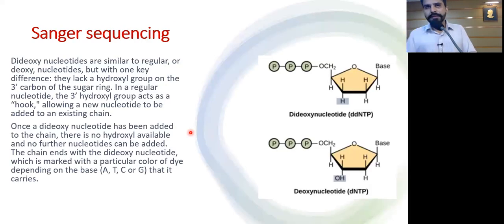If we talk about Sanger sequencing, you know that DNA is composed of nucleotides, and the common nucleotides are deoxynucleotides, in which the 3' end has a hydroxyl group. But in Sanger sequencing, we use dideoxynucleotides that do not have a hydroxyl group at the 3' end. Because addition of a new nucleotide takes place at that hydroxyl group, if it is not present, a new nucleotide cannot be added. This is the philosophy behind Sanger sequencing.